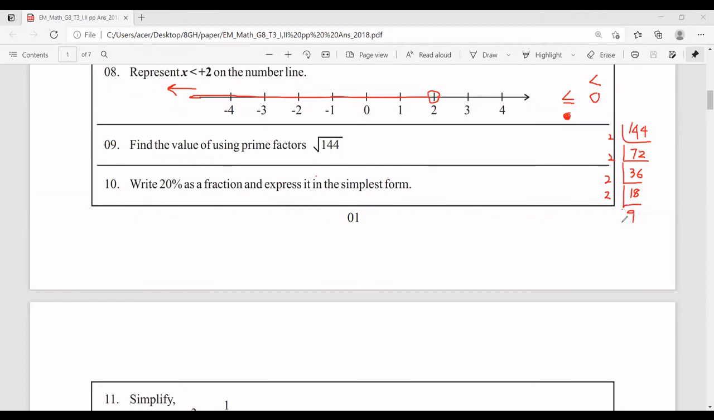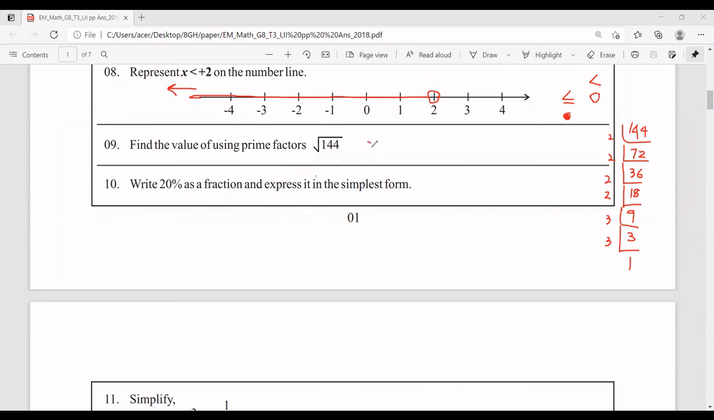Now we have to get the next prime number. You can't divide this by 2, so now we are dividing by 3. 3 into 3, 9. Until you get 1, you have to divide. 3 divided by 3, 1. Now we have obtained the prime numbers. How many 2s are there? 4 2s and 2 3s.